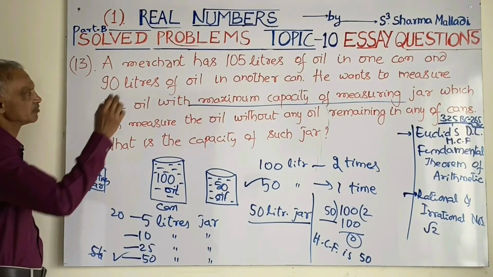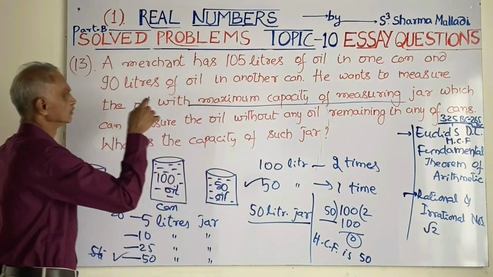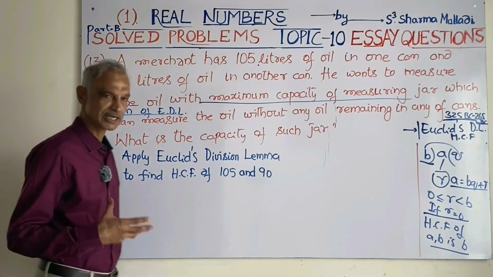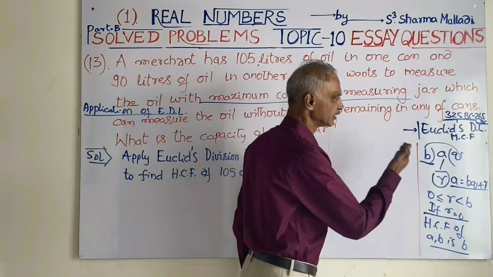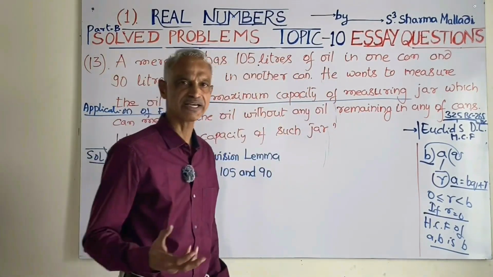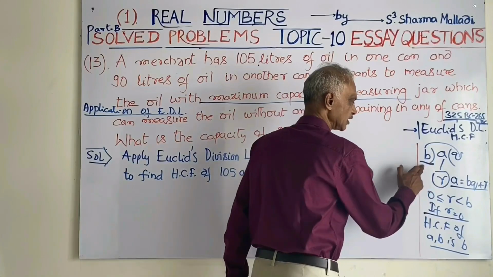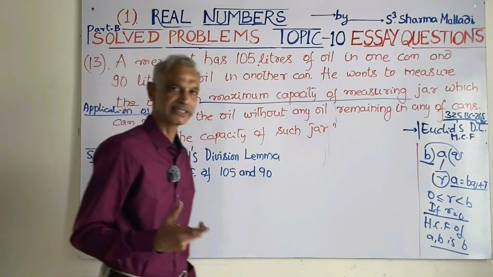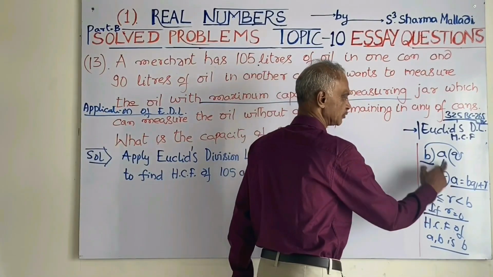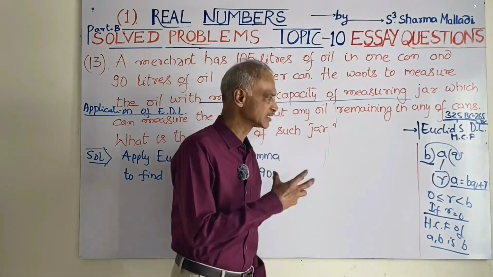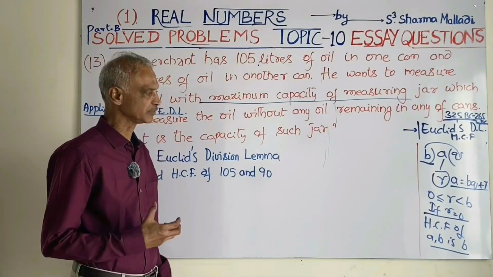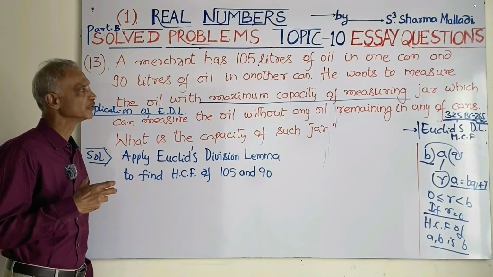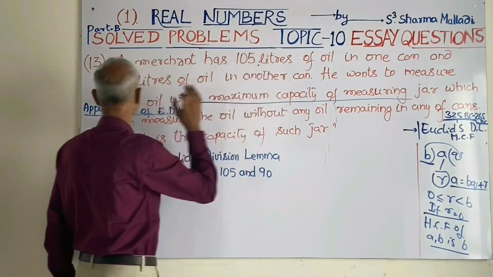They found the HCF of 105 and 90. This problem depends on Euclid's division lemma. Already I have told you many times. What is Euclid's division lemma? If you divide a positive integer with another positive integer, you are getting quotient q and remainder r. It can be written as dividend is equal to divisor into quotient plus remainder, where the remainder must be greater than or equal to 0 and less than the divisor. To solve this problem, we have to find the HCF of 105 and 90.